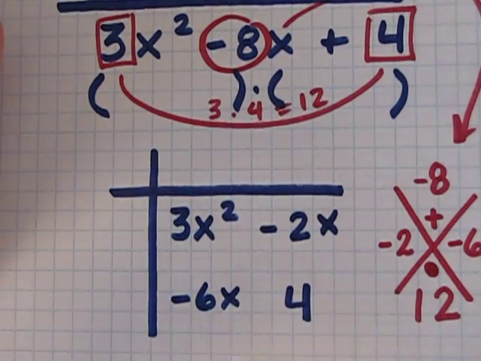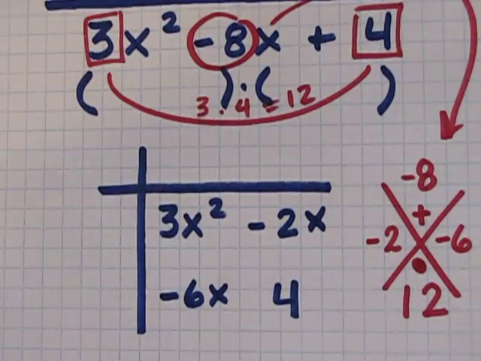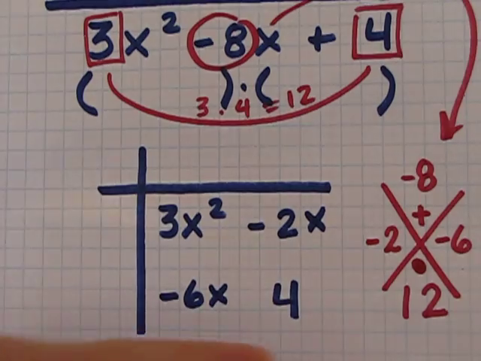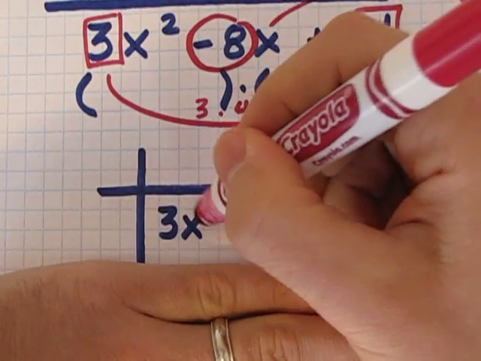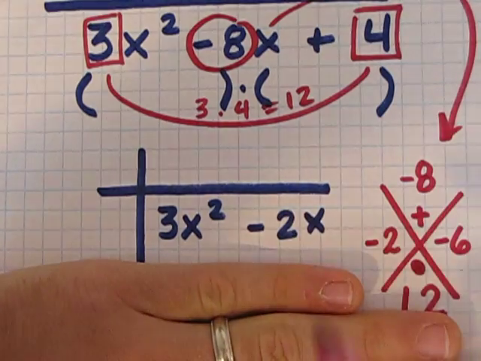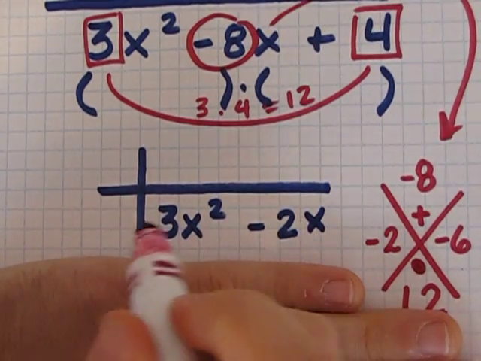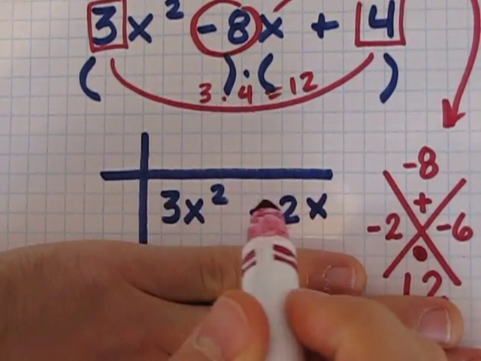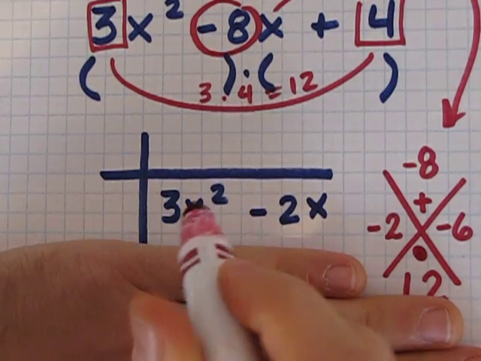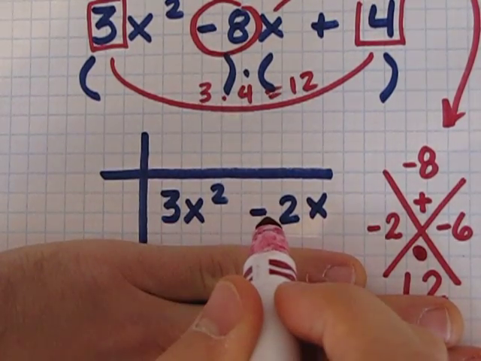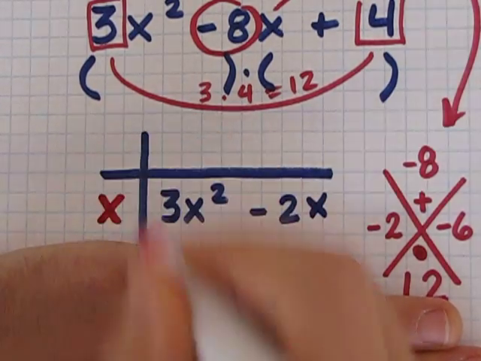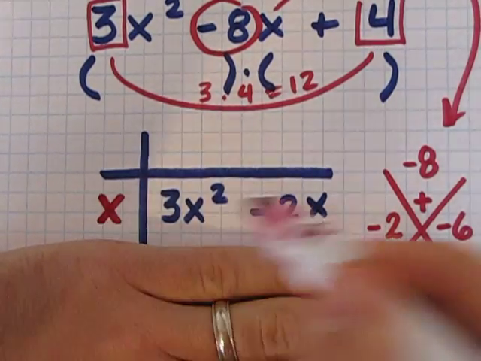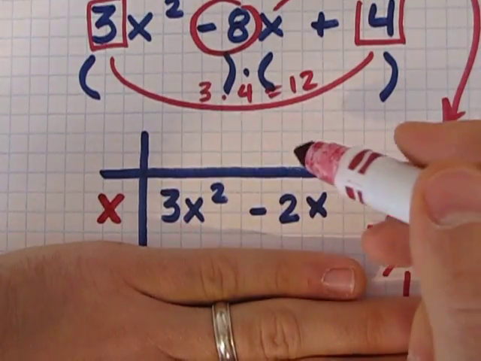Okay, so we got the inside. Our answer is going to come from getting the outside. Here's how we do it. Cover up the bottom row. Here we have 3x squared and negative 2x. We're looking for the greatest common factor of those two expressions. So 3 and negative 2 have no common factors, but we can factor out an x. If you get that part, everything that comes afterwards is going to be cake.